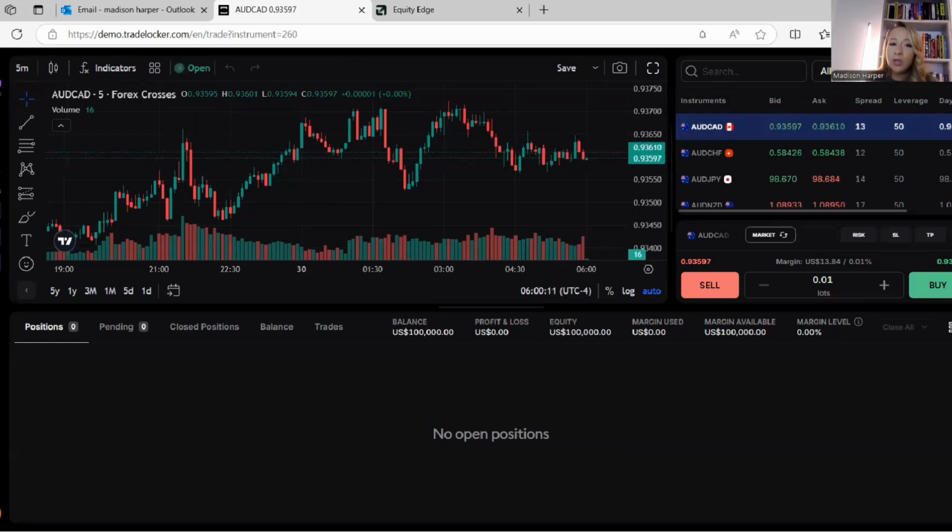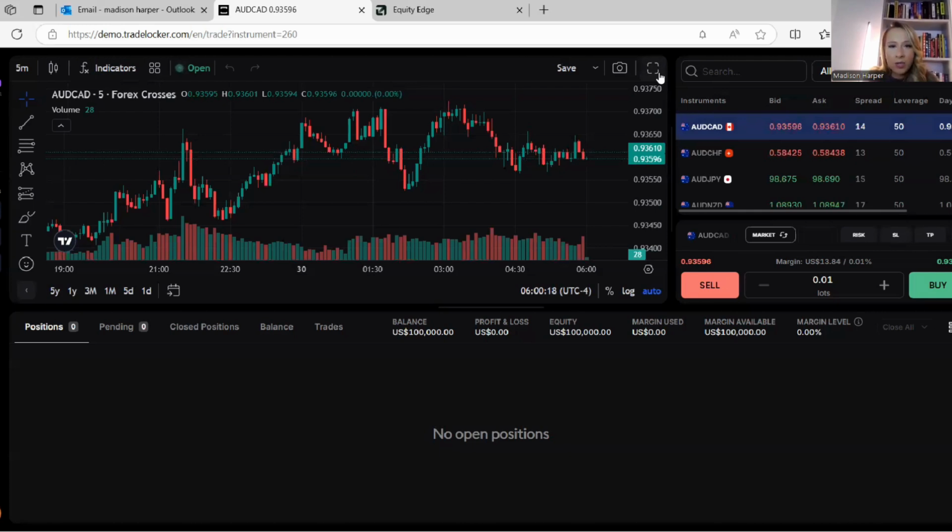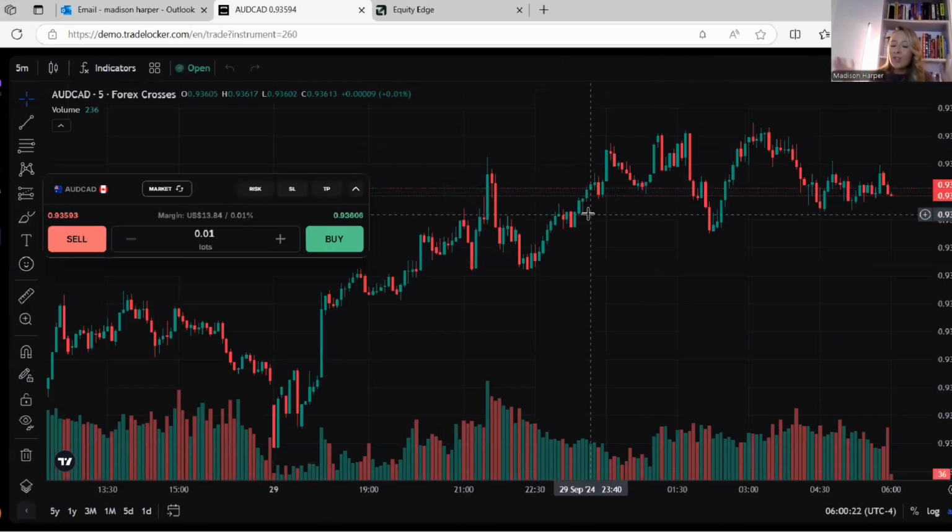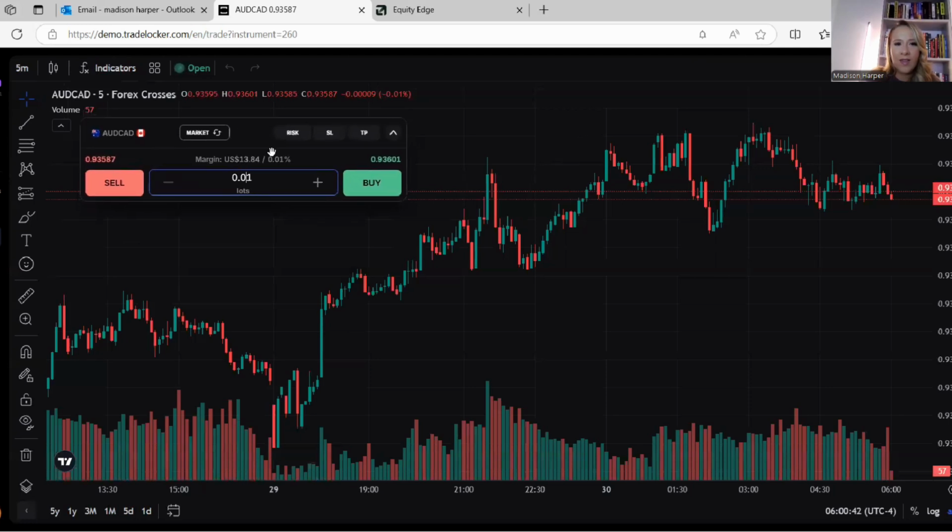I also can see that we have TradingView integration, which we love to see. And also we can make the screen big. TradingView is literally just right there, and then you can just place a trade right here. Love that. Absolutely love that. It's very much the same as TradingView. It looks pretty much exactly the same.